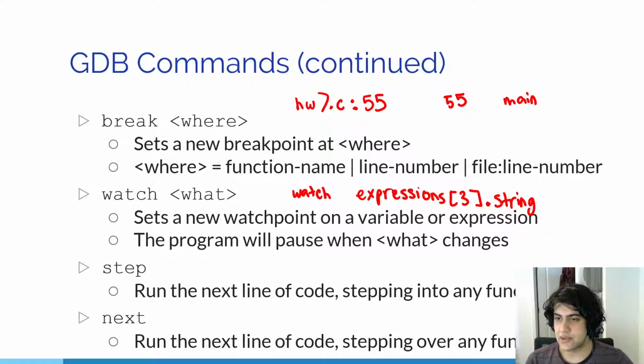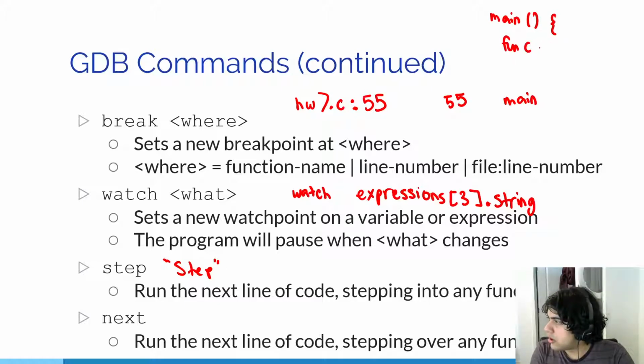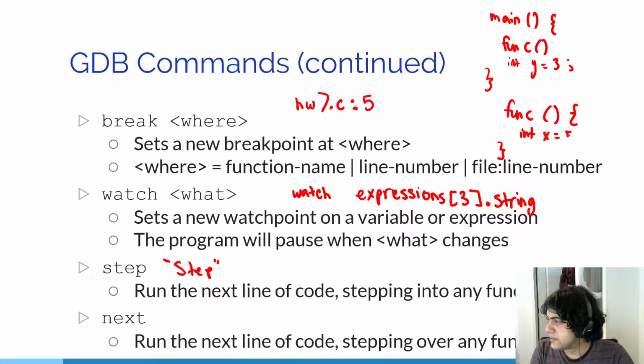So step and next you've seen before in Complex probably. Step is equivalent to the step button in Complex, and it'll run the next line of code and step into any functions. So if I'm running main and I have a function call, and then, in y equals 3, and then in that function call, I have int x equals 5. Presumably these functions do other things too, but for our example, this is good enough.